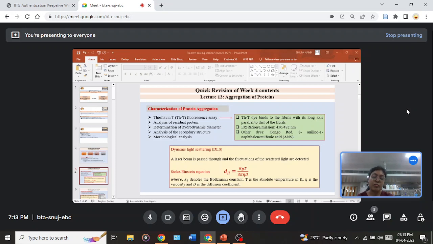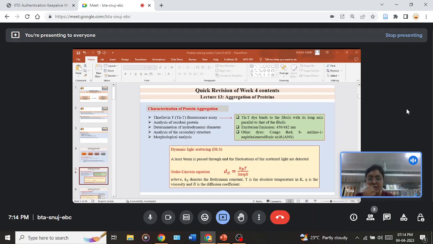We'll start from the first one, that is the thioflavin T fluorescence assay. Thioflavin T is basically a dye that binds to the fibrils with its long axis parallel to that of the fibrils. There is an excitation or emission that ranges from 450 to 482 nanometer, wherein you can read the protein aggregate data. Other dyes that are used in this are Congo red and ANS dye as well.